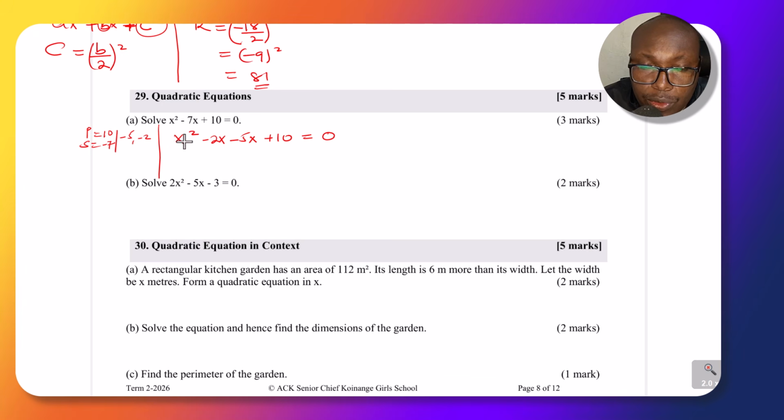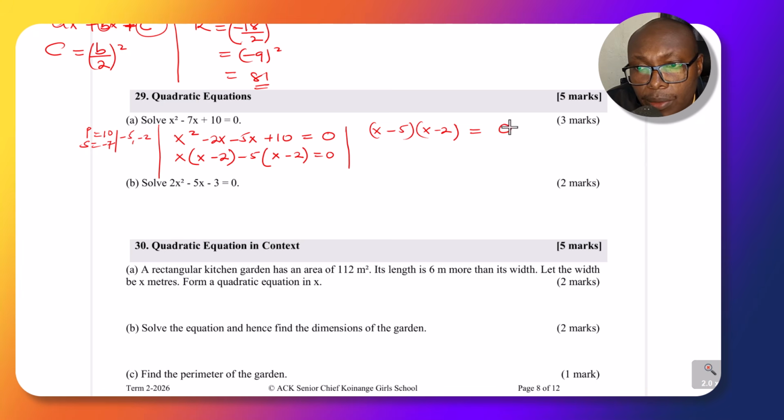Then from there you factorize between x squared and -2x. What is common? x is common, so you have x subtract 2. Between -5x and 10, -5 is common, so when you factorize -5, you remain with x subtract 2. You need to be very keen when it comes to factorization here. Then from here you take x subtract 5, multiplied by x subtract 2, equal to 0. Now you're multiplying two numbers and the answer is 0.